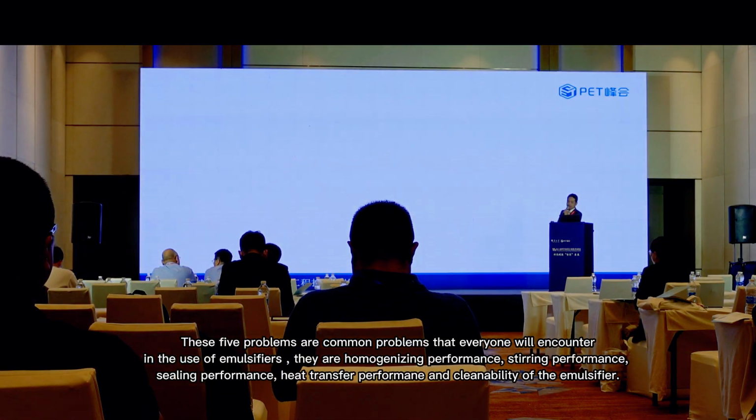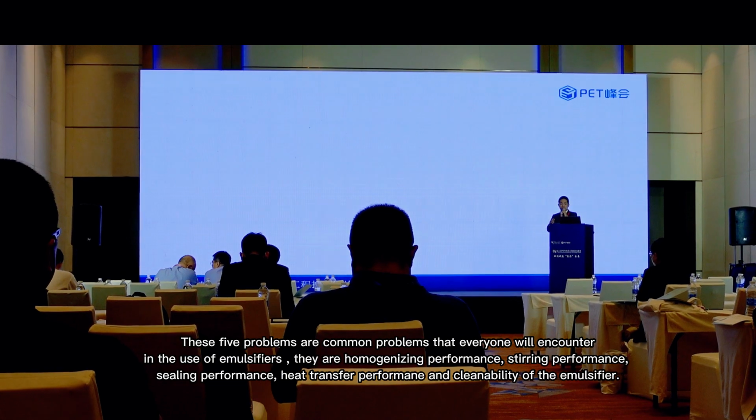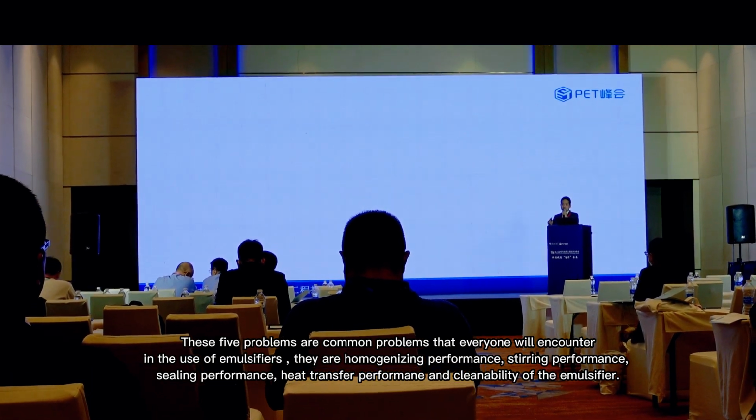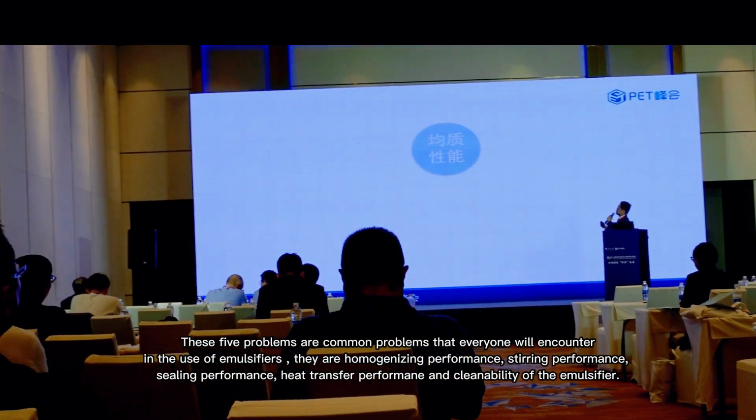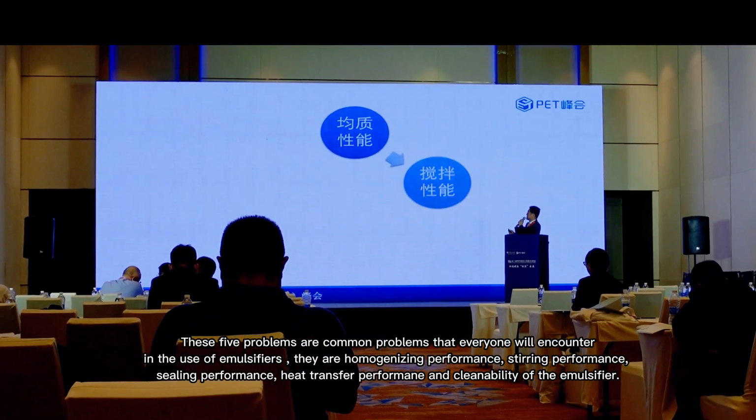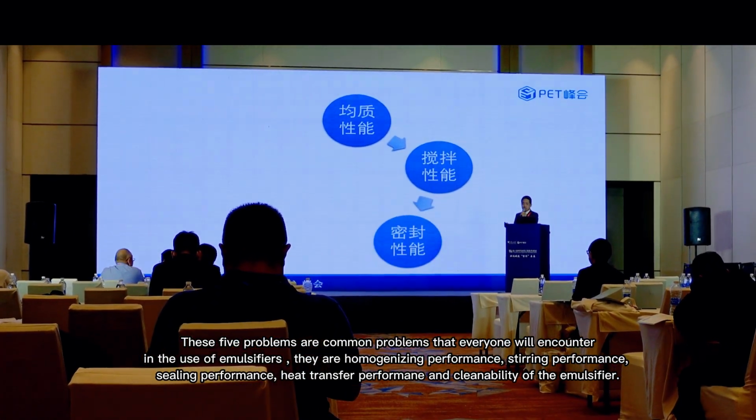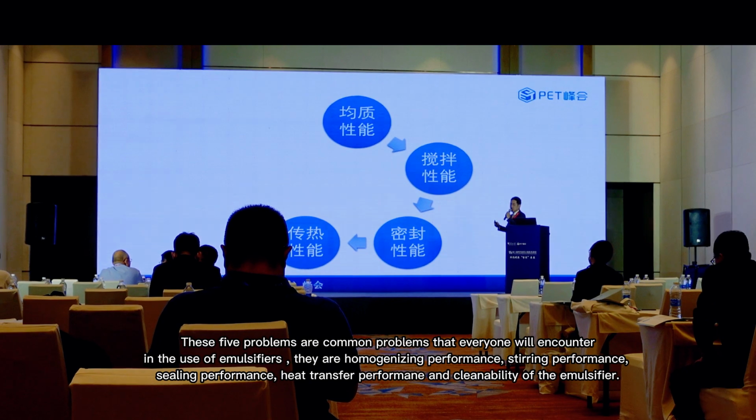These 5 problems are common problems that everyone will encounter in the use of emulsifiers. They are homogenizing performance, stirring performance, sealing performance, heat transfer performance, and cleanability of the emulsifier.